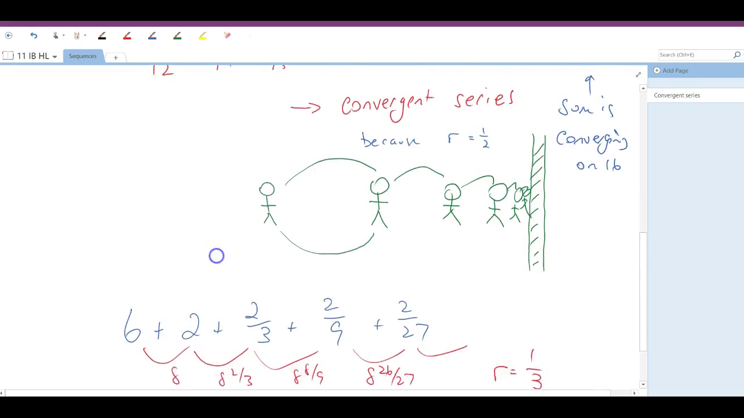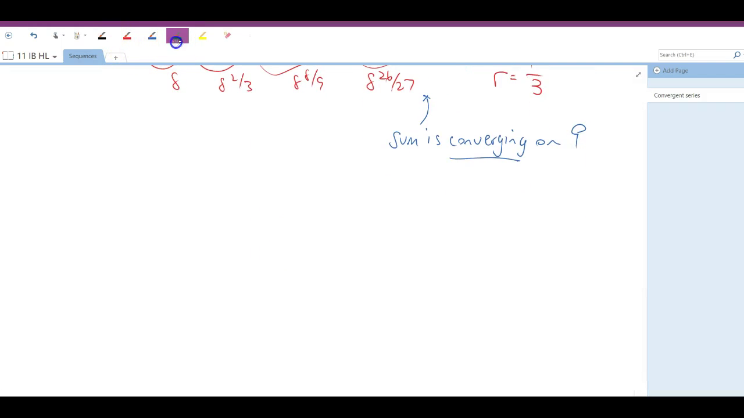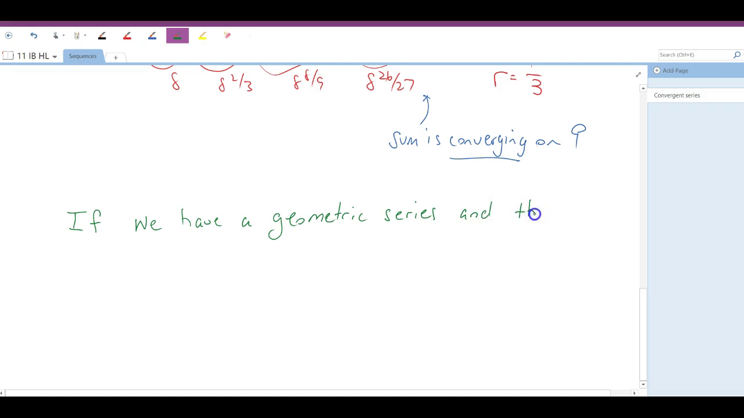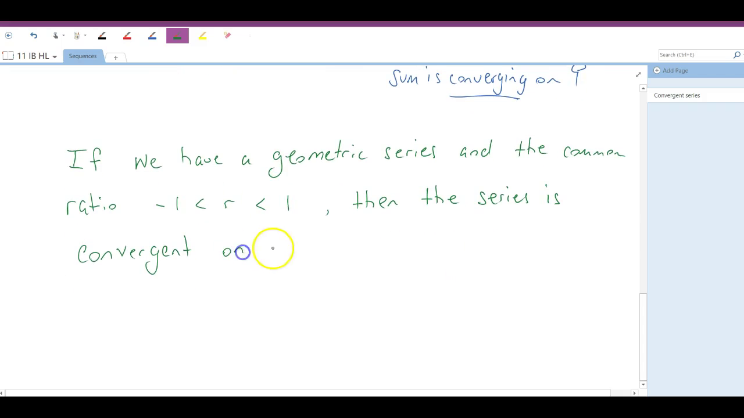on 16. Okay, so we can generalize and we can say that, in fact, if we have a geometric series and the common ratio r is, in fact, what I'd need to say is r is between -1 and 1, and the common ratio lies in that range of values, then the series is what we call convergent on a certain value.